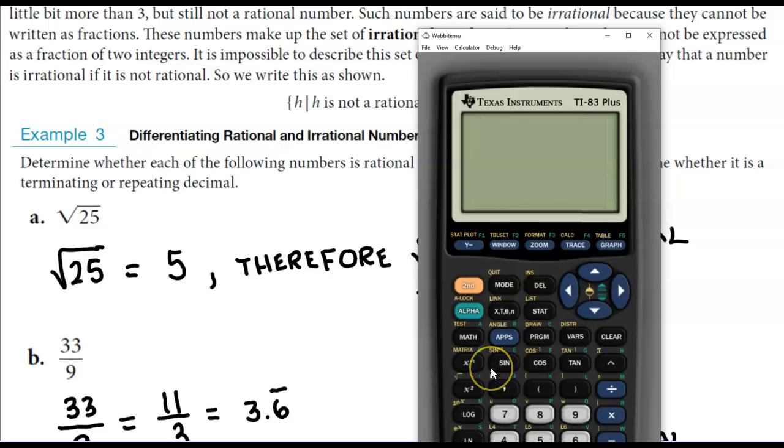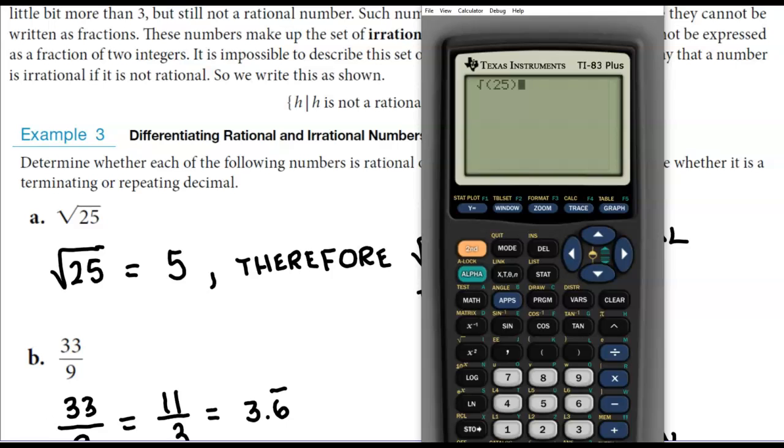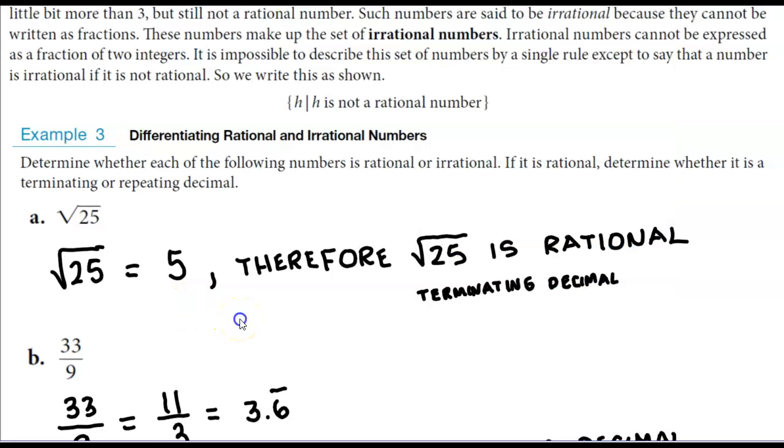If I use the calculator, if I put in the value, I'm going to find the square root of 25. Then you can see that it's a terminating decimal. And that terminating decimal 5 can be written as a fraction, meaning 5 over 1. Therefore, it's a rational number.